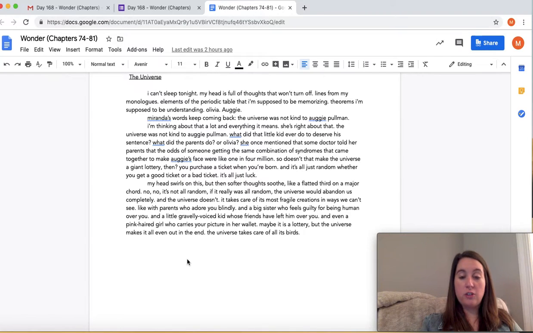But then softer thoughts soothe, like a flatted third on a major chord. No, it's not all random. If it really was all random, the universe would abandon us completely. And the universe doesn't. It takes care of its most fragile creations in ways we can't see. Like with parents who adore you blindly, and a big sister who feels guilty for being human over you, and a little gravelly voiced kid whose friends have left him over you, and even a pink-haired girl who carries a picture in her wallet. Maybe it is a lottery, but the universe makes it all even out in the end. The universe takes care of all its birds.